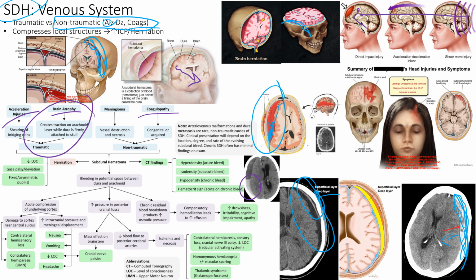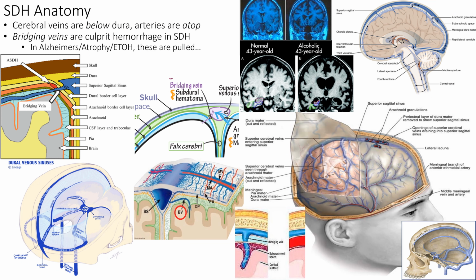The brand name is Kcentra. Okay, so it's going to, yes, you will start compressing local structures and you'll start increasing ICP, causing herniation. So we have this subdural hematoma that's developing here. We also have a skull fracture in this patient. Okay, so we can start compressing things and start taking all the things we talked about before with herniation, all the similar symptoms. So here's the anatomy that I was mentioning.